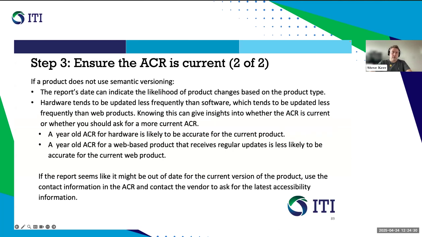If semantic versioning is not used for your product, the date in the ACR can help you determine how representative it is of the current product. Consider the type of product it is when you're analyzing how old the ACR is. Hardware is updated less frequently, so the date might be a year or more old and it's still current. For web-based products, a year-old ACR is more likely to be out of date and not necessarily reflecting the current accessibility status of the product.